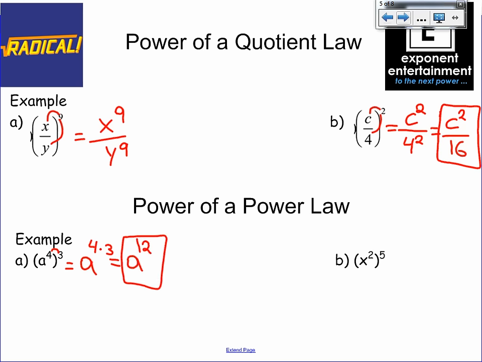Do the same thing for part B. So the 5 comes in, and it becomes x to the power of 10.